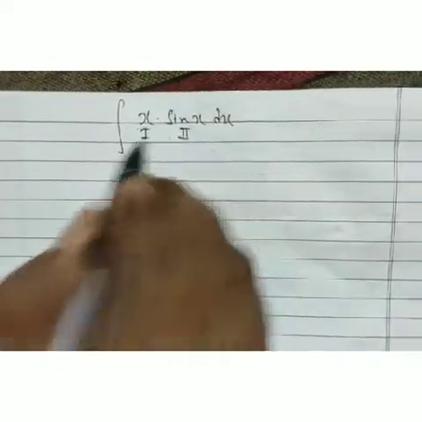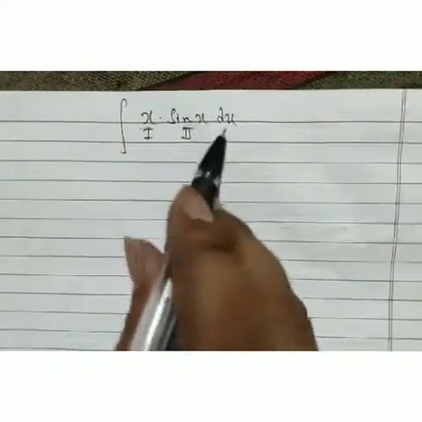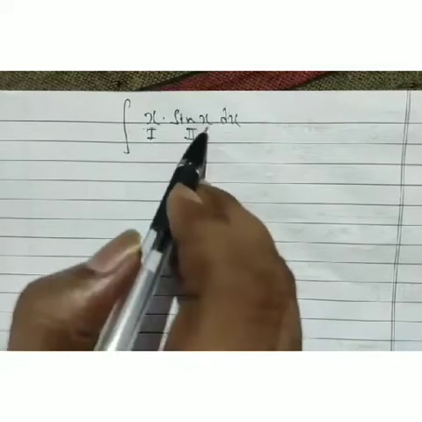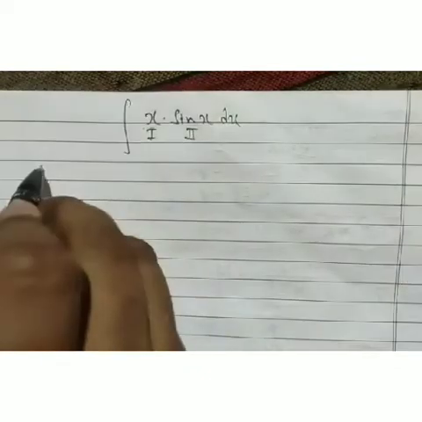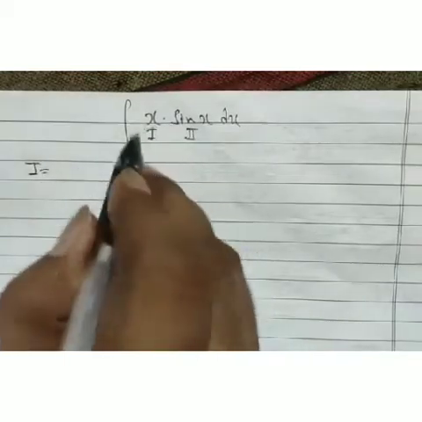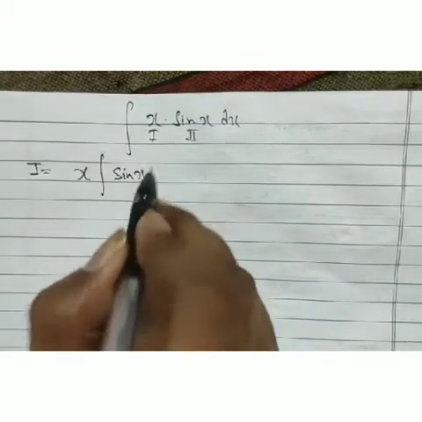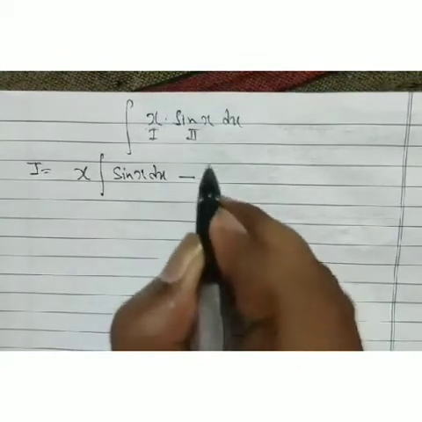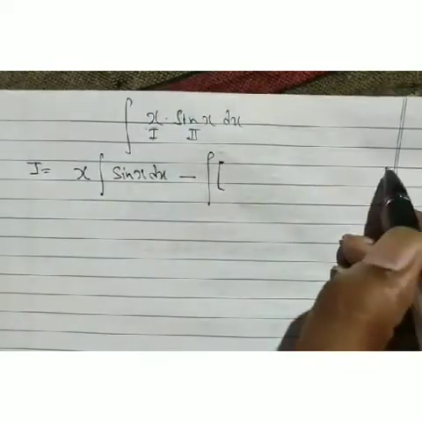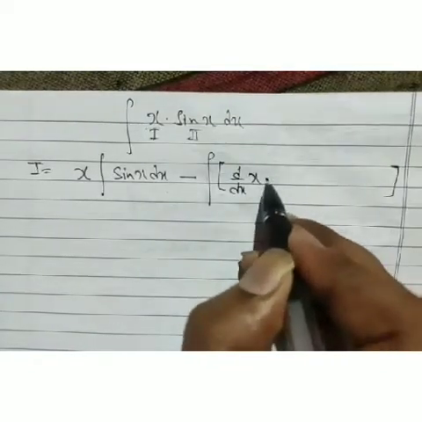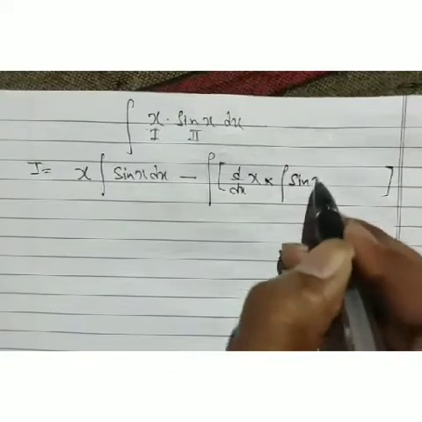Now what we do: this is our first function, this is our second function, and we have to take the integration of the second function. Then I'm going to use integration by parts, taking x as the first function and sin x as the second function. Then what is our formula? Our integral I is given by: we write down our first function as it is, x, times the integral of the second function, integration of sin x dx. Then we use a minus sign, integral of the derivative of the first function, d/dx of x, into the integration of the second function, sin x dx.